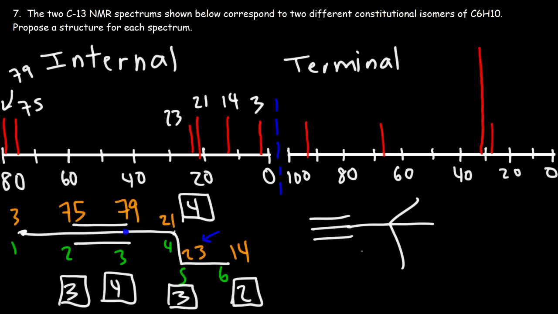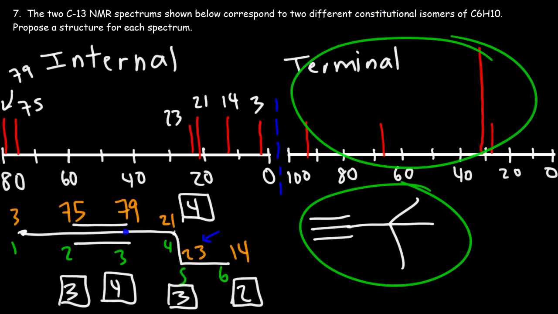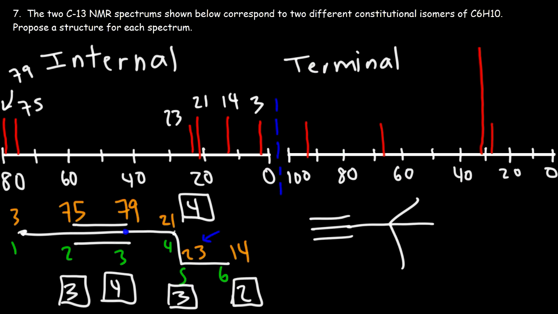So this would be 1, 2, 3, and then 4, which is consistent with the spectrum above. And so this is the structure for this particular spectrum. Now let me give you the numbers. So this signal is at 27, this one is at 31, and this is at 67, and this is at 93.